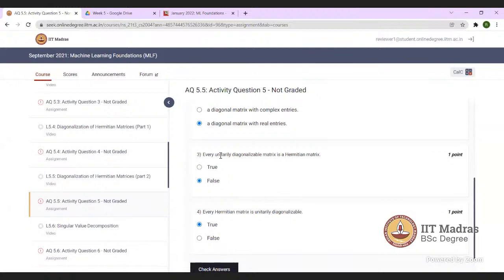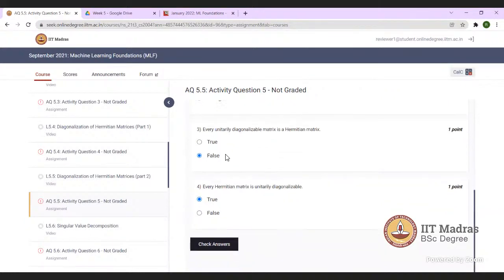This was mentioned clearly in the lecture. Every Hermitian matrix is unitarily diagonalizable, but not every unitarily diagonalizable matrix is Hermitian. Unitarily diagonalizable means that we have a unitary matrix U such that D equals U star A U, whatever we have been discussing until now. Every Hermitian matrix is unitarily diagonalizable. That is true, the converse is not true, but this statement is true.